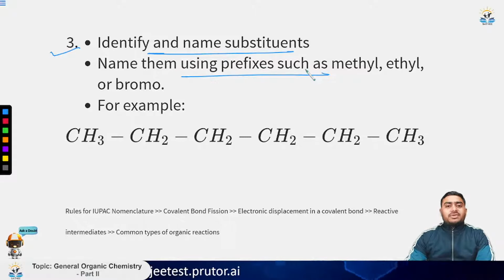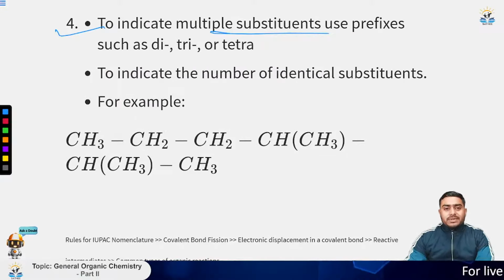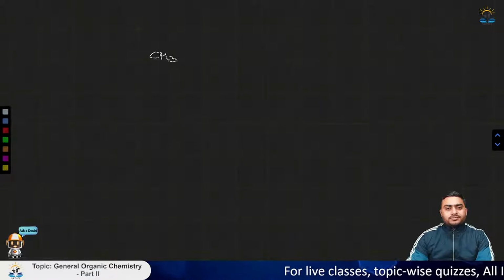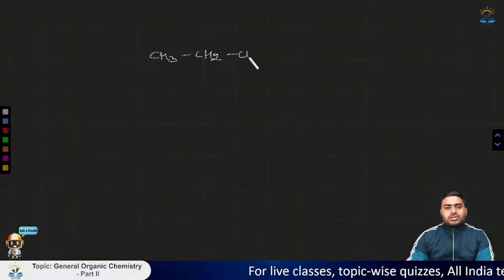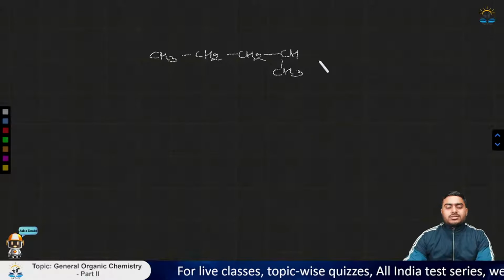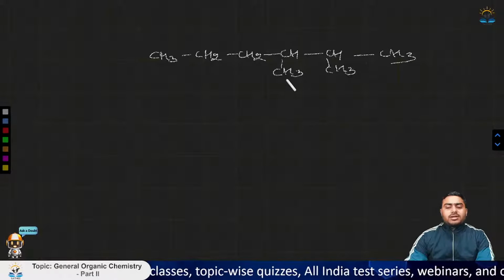Name, then use a prefix such as methyl, ethyl or bromo if there is any other. I told you the examples already, right? You can see, to indicate multiple substituents, if more than one substituent is here, like you can see CH3, CH2, CH2, CH, CH3, then CH3 and CH3. So if I am writing here CH3, CH2, CH2, CH, CH3, CH, CH3, CH3, like this.